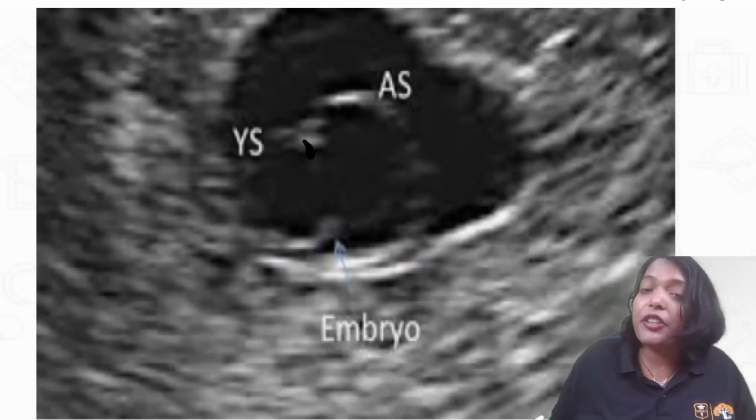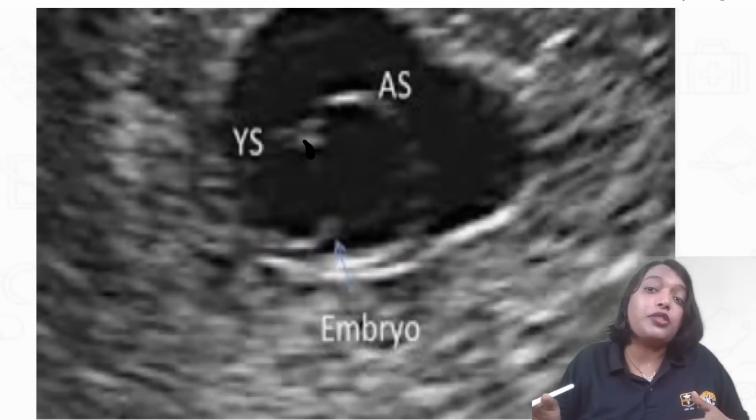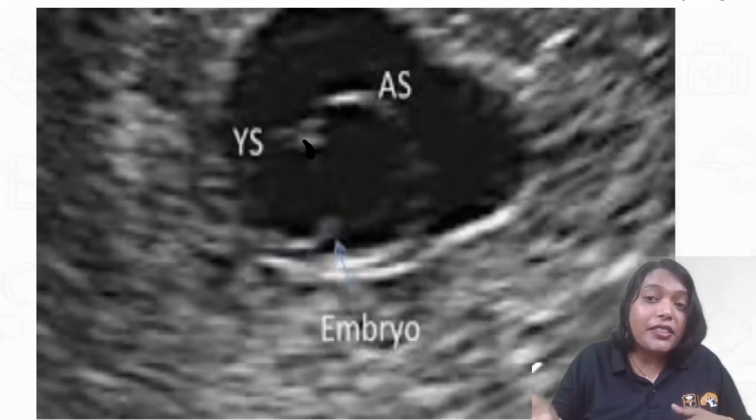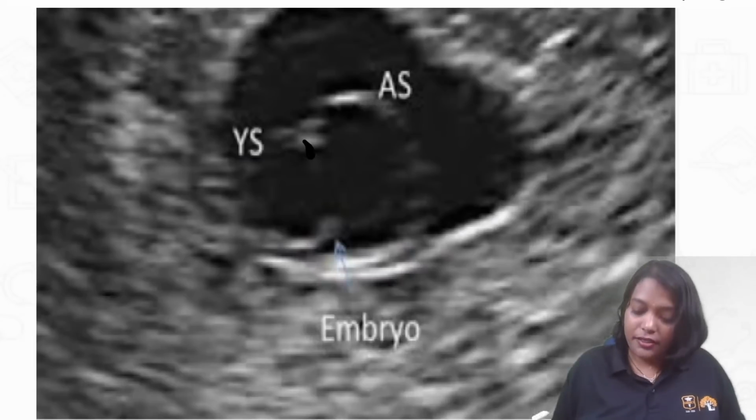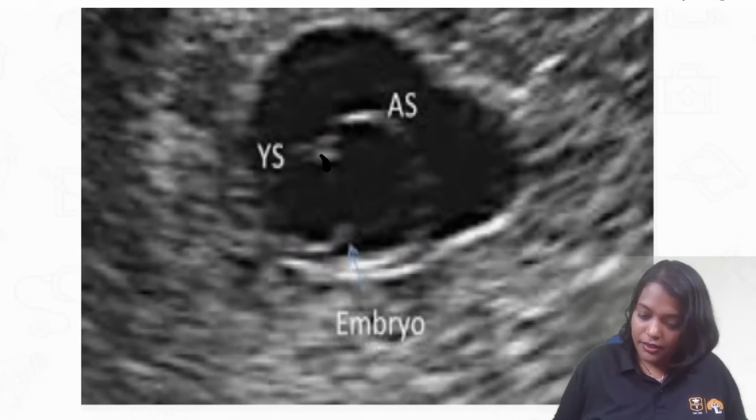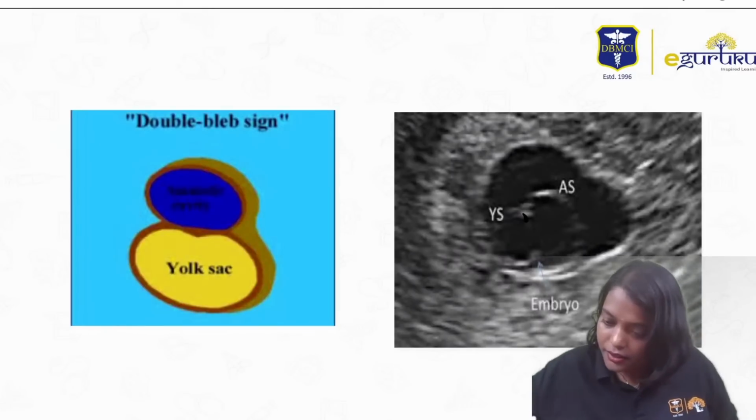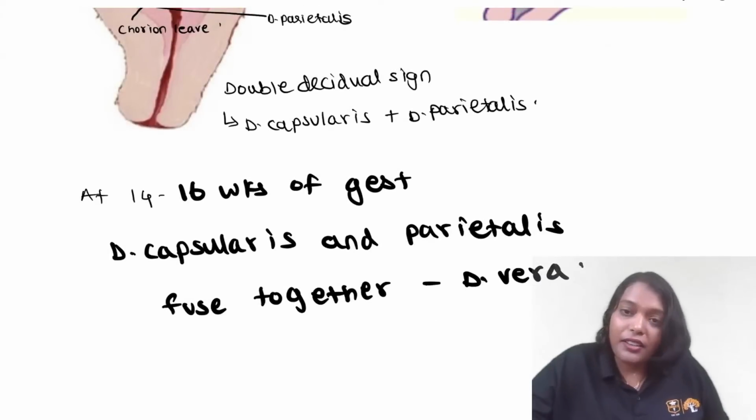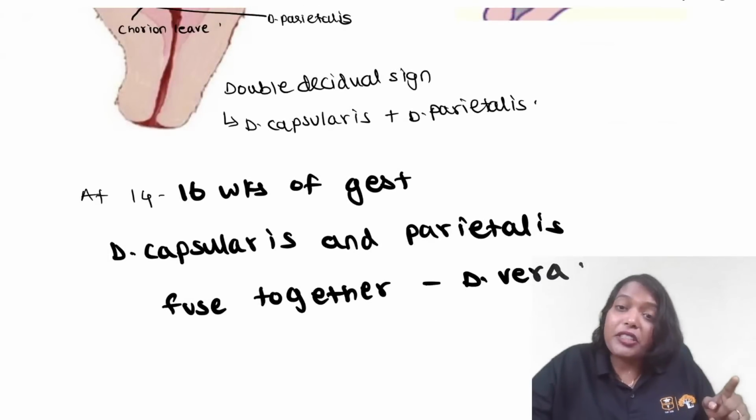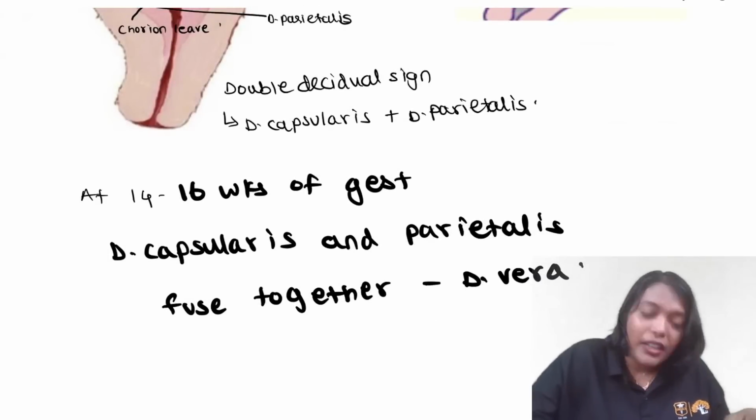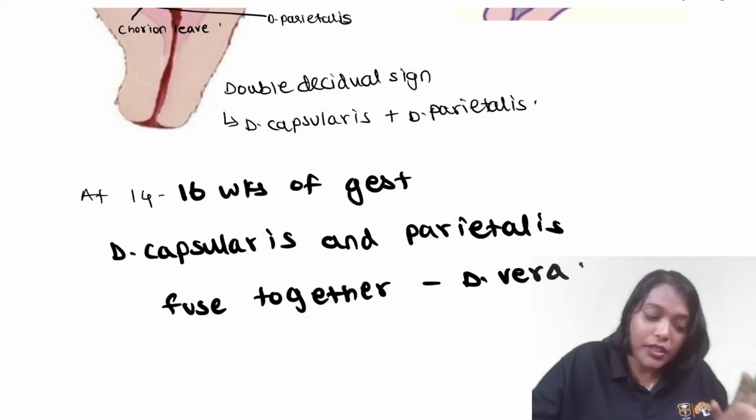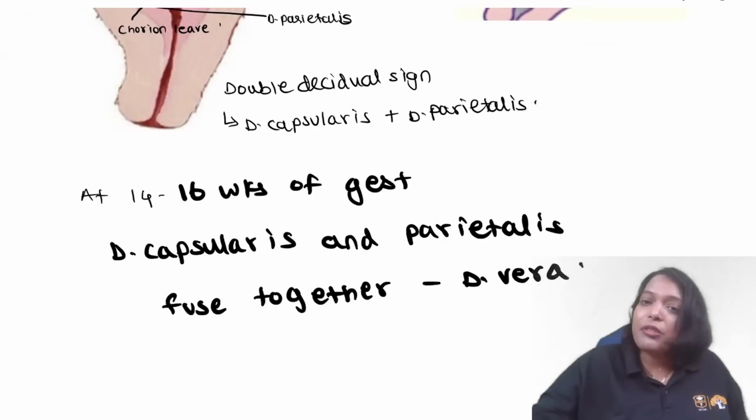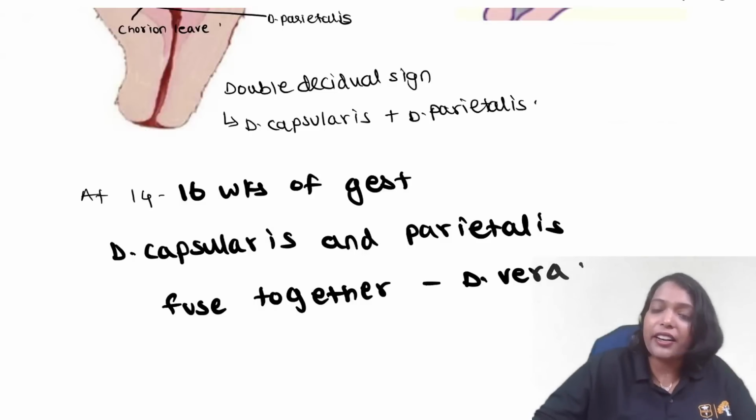Excellent. I wanted to ask the same question. Till how many weeks of gestation can we see double decidual sign? Till how many weeks can we see the double decidual sign? Double decidual sign can be seen only till 16 weeks. It is an early sign of pregnancy. You cannot see it beyond 14 to 16 weeks. Very good. So in the second trimester, you will not see double decidual sign.